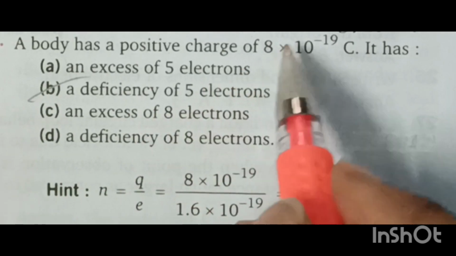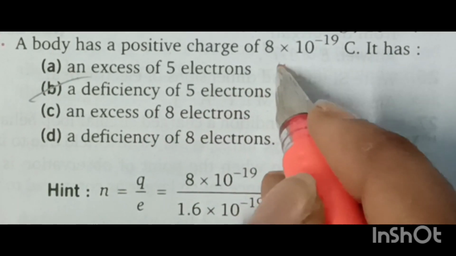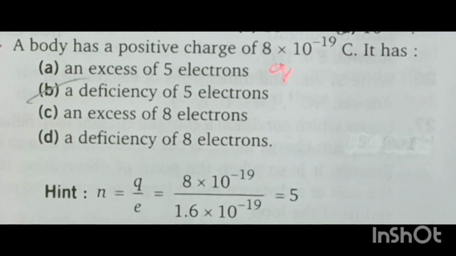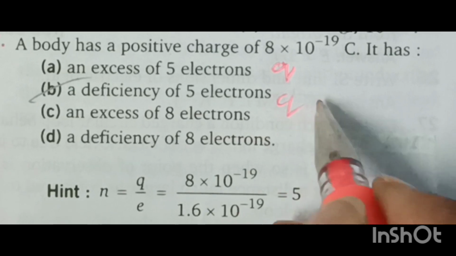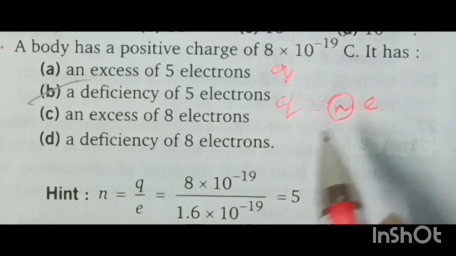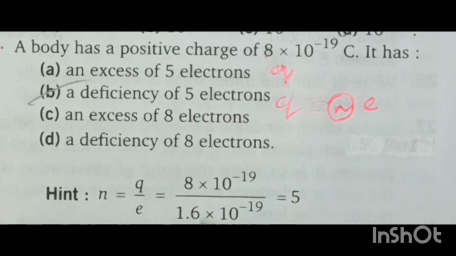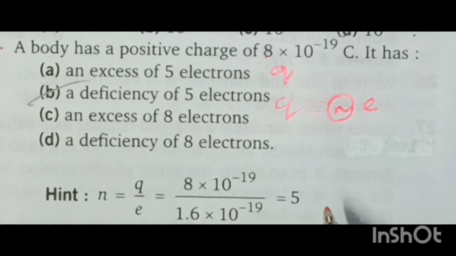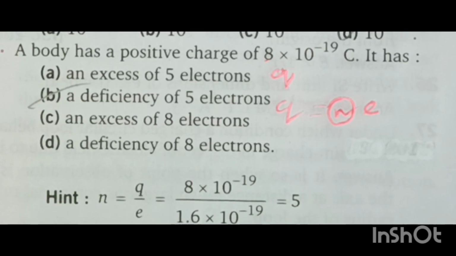Now how many electrons is it losing? We have the value of Q, and we also know the value of charge on electron. So we know Q equals to N into E. From this we can determine the value of N, that is Q by E, that is 8 into 10 power minus 19 by E, which is 1.6 into 10 power minus 19. So we get 5. So there are 5 electrons deficient. That is the answer.